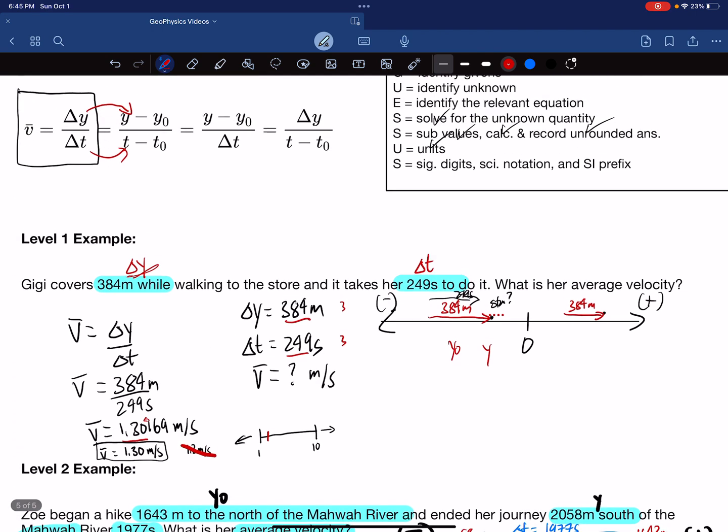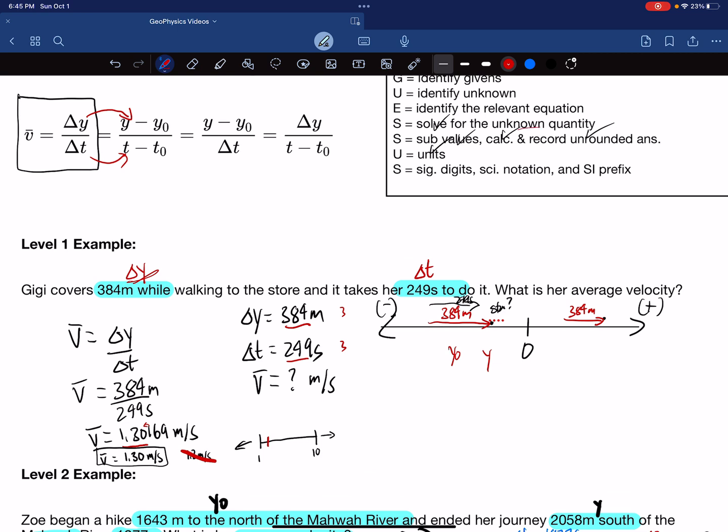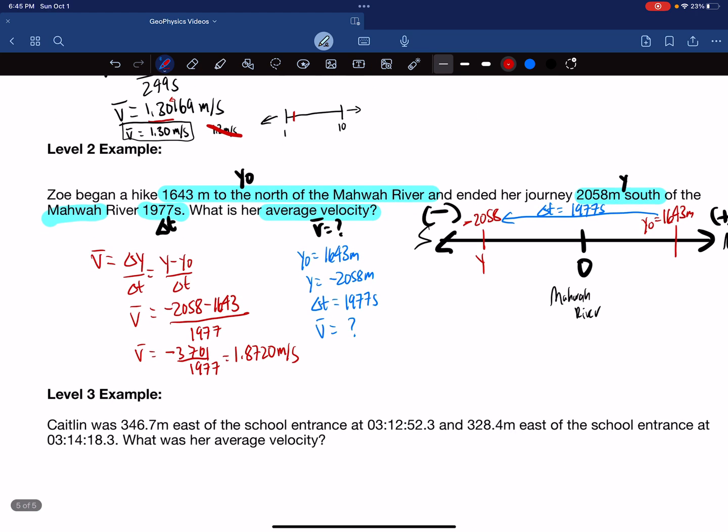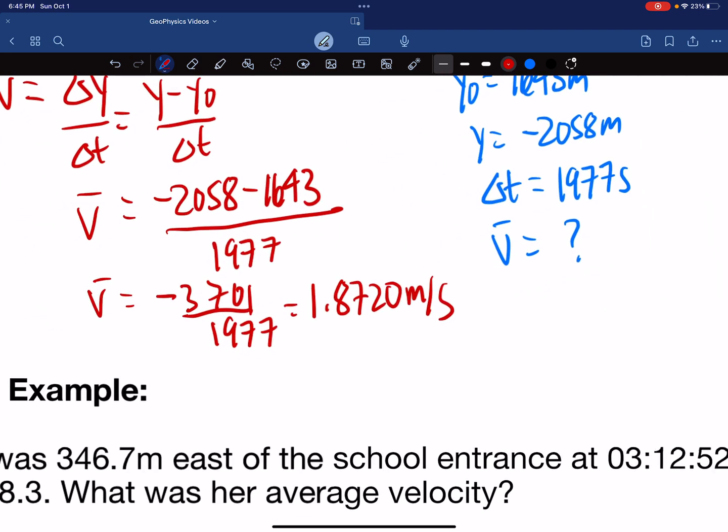We go back to our GUESS method. We solved for the unknown quantity, which was already solved for. We substituted values. We calculated the answer. We have our units, and now we need to figure out the significant digits. Well, we go back to where we started. And this number in the numerator had 4 digits, 1, 2, 3, 4. And the bottom number had 4 digits. So that means our final answer has 4 digits. So I highlight 1, 2, 3, 4 digits.